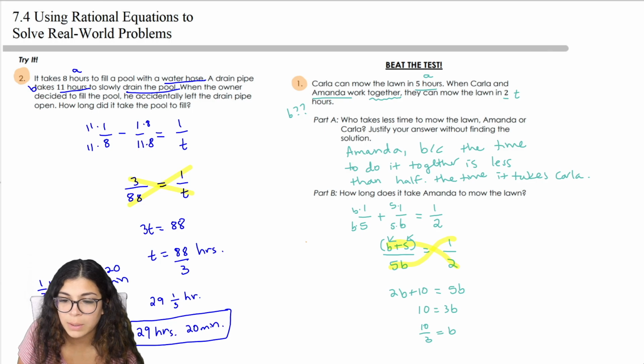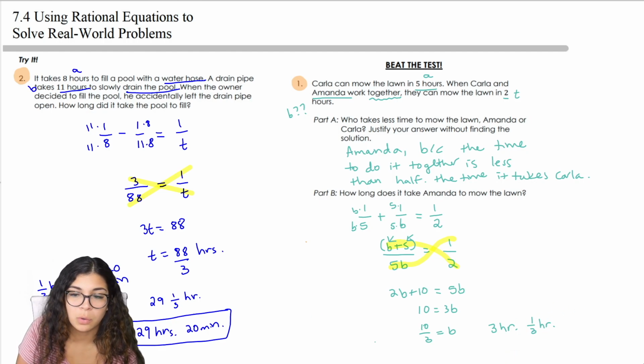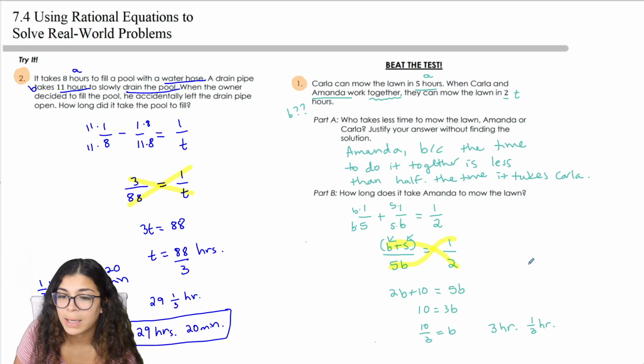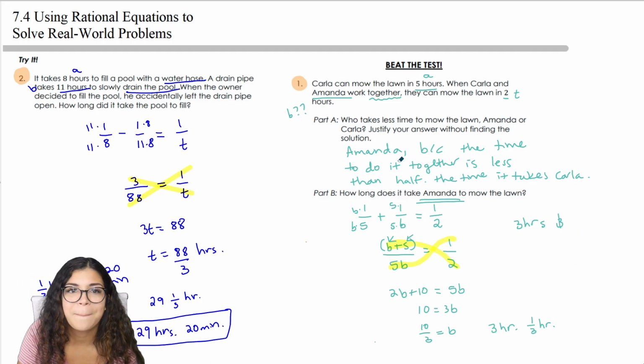Now 10 over 3, we have 3 total hours. 10 divided by 3 will be 3 as a whole number, and then 1/3 hour as a remaining fraction. 1/3 hour, we already did that work over here, is 20 minutes. So the time that it takes Amanda to do the lawn, B, equals 3 hours and 20 minutes.